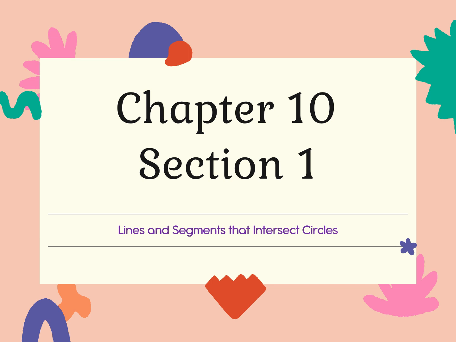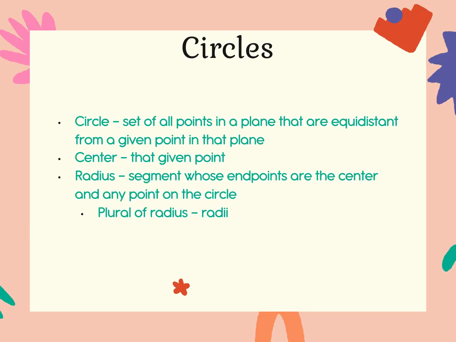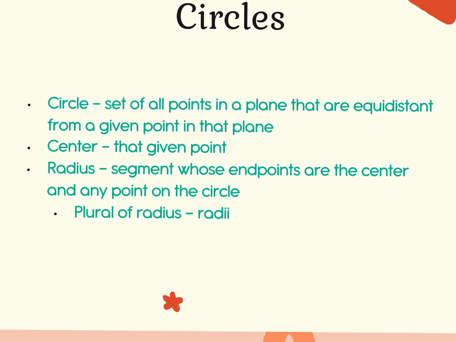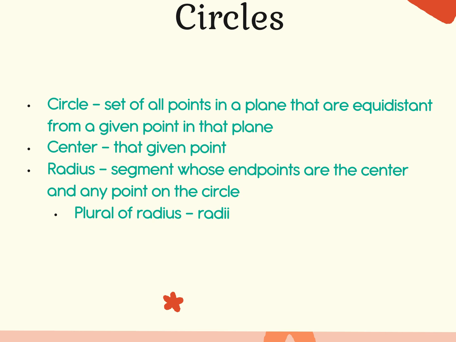So the first thing we're going to do is define what a circle is. A circle is the set of all points in a plane that are equidistant from a given point in that plane. And that given point is called the center. When we name our circles, we will be using that center point. Another part of a circle is a segment whose endpoints are the center and any point on the circle, and that is called a radius. Plural of radius is radii.